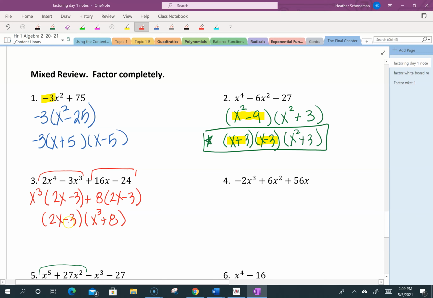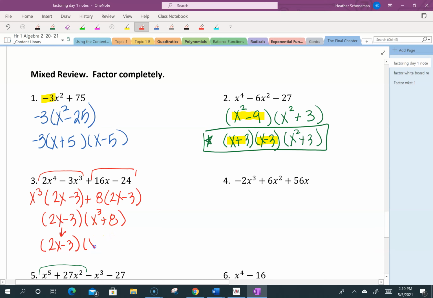Now this first parentheses, I'm not going to be able to take it any further because the exponent's an invisible positive 1. But over here, this is a binomial, and this is not squares because I can't take the square root of anything, but I can take the cube root, so I'm going to use my cube pattern. So the first parentheses stays the same, 2x minus 3, and the second, I'm using the cube pattern.